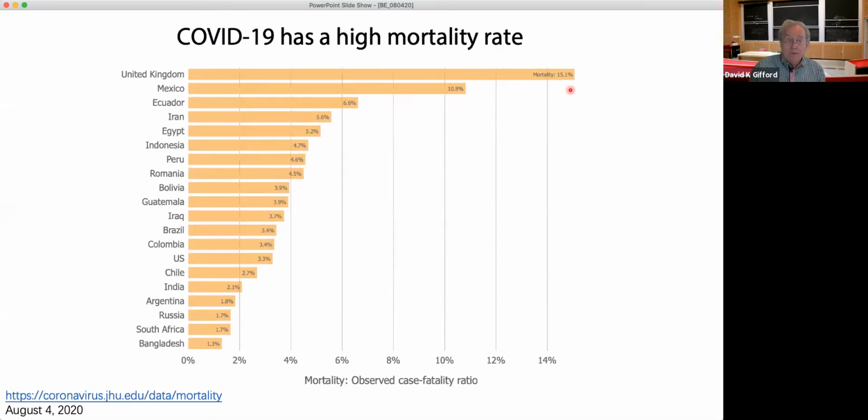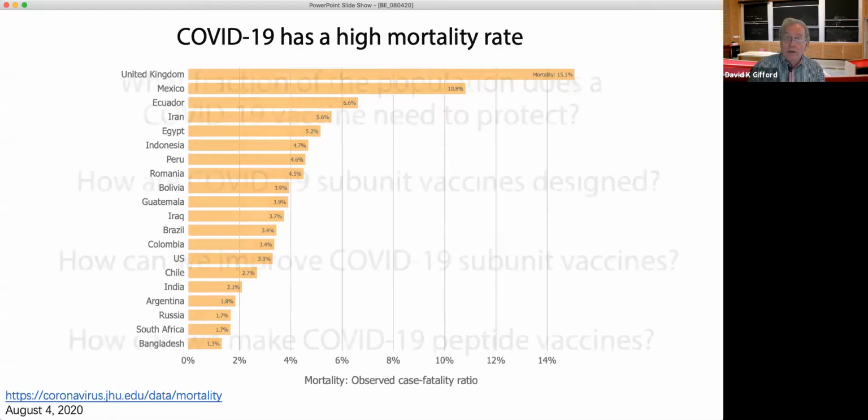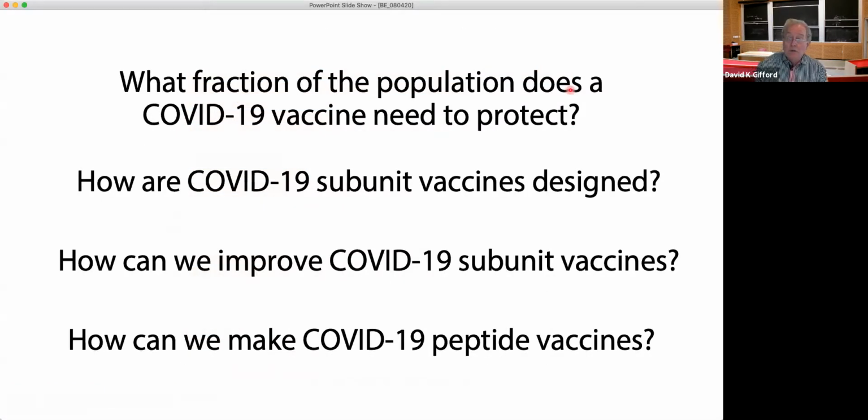Today, I'm going to address four questions about COVID-19. The first question is, what fraction of the population do we need to protect to be able to go about our business as normal, more or less? How are COVID-19 subunit vaccines designed? How can we improve these subunit vaccines? And how can we make COVID-19 peptide vaccines that are subunit free?